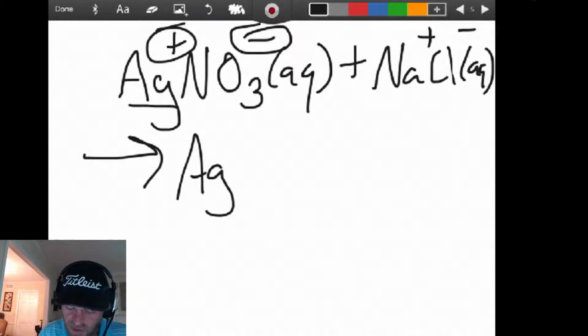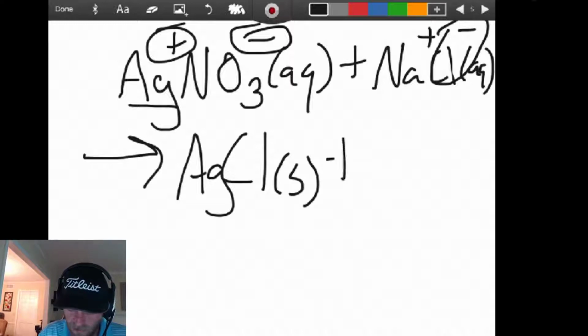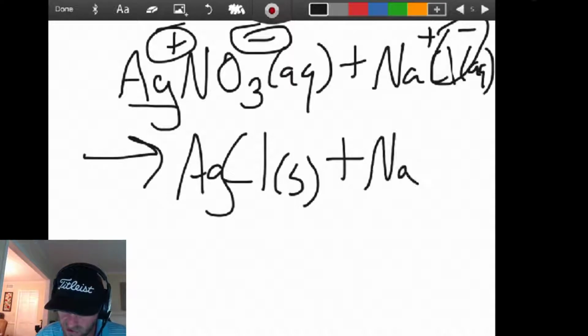The Ag is a plus, so it's going to hook up with the negative chlorine. I circled it. There you go. Okay, so the positive Ag is going to hook up with the chlorine and make AgCl. And then the nitrate is going to hook up with the sodium. Always list the metal first, so sodium first, then nitrate.